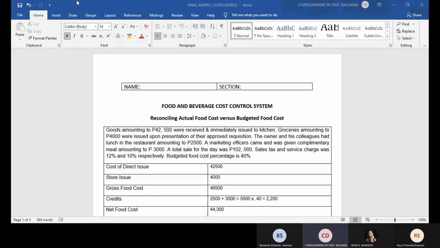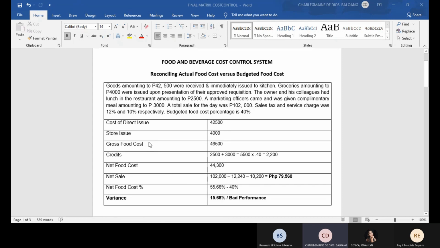The total sale for the day was 102,000 pesos. Sales tax and service charge was 12% and 10% respectively. Budgeted food cost percentage is 40%. The cost of direct issue is 42,400. The store issue is amounting to 4,000 pesos.